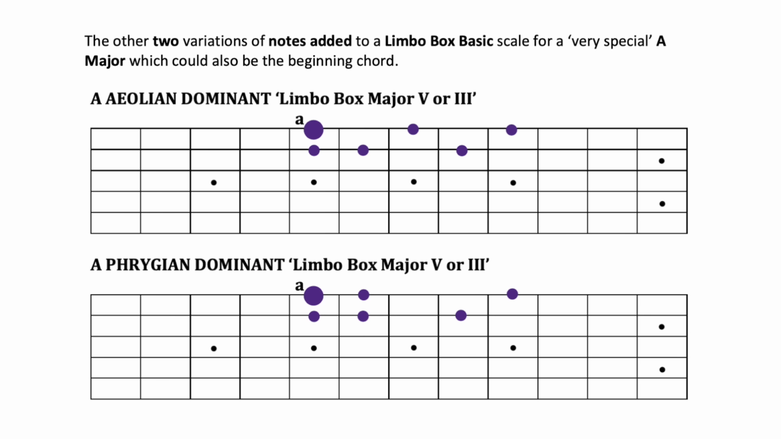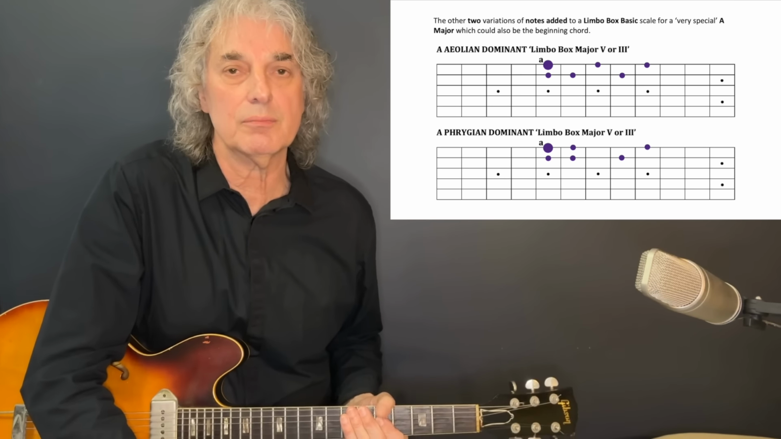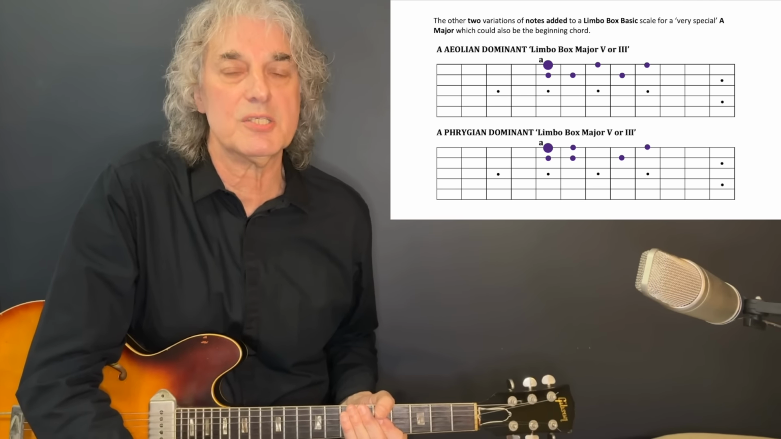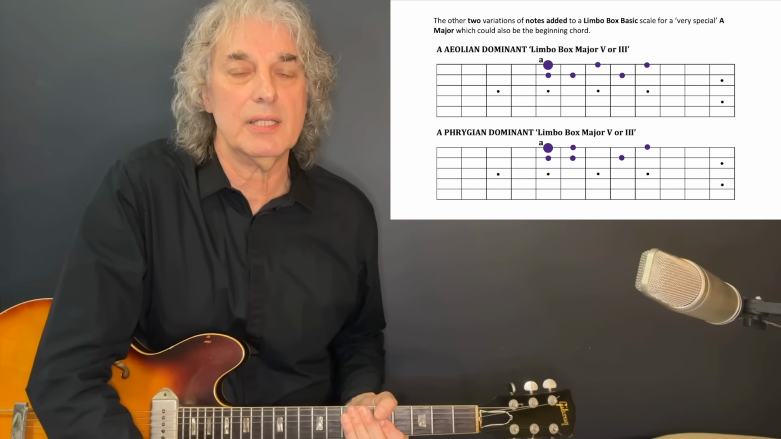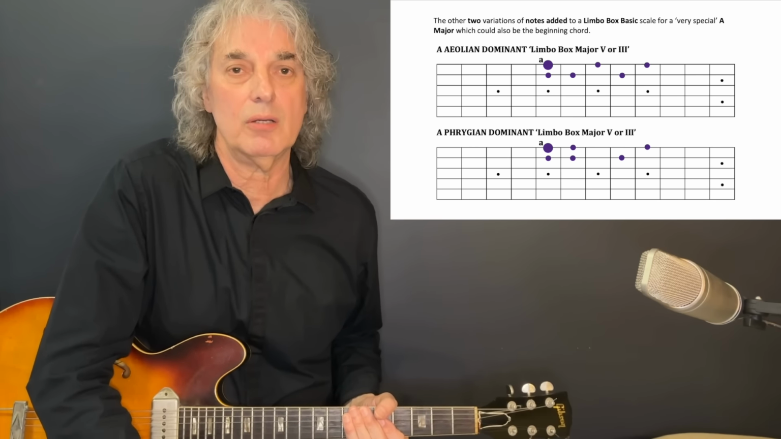The other two variations of notes added to a Limbo Box basic scale for a very special major A chord, which could also be the beginning chord. These scales are when an Aeolian or Phrygian box mode needs to be slightly modified for a very special major chord, and the top note on the E string is shifted up by 1 fret.